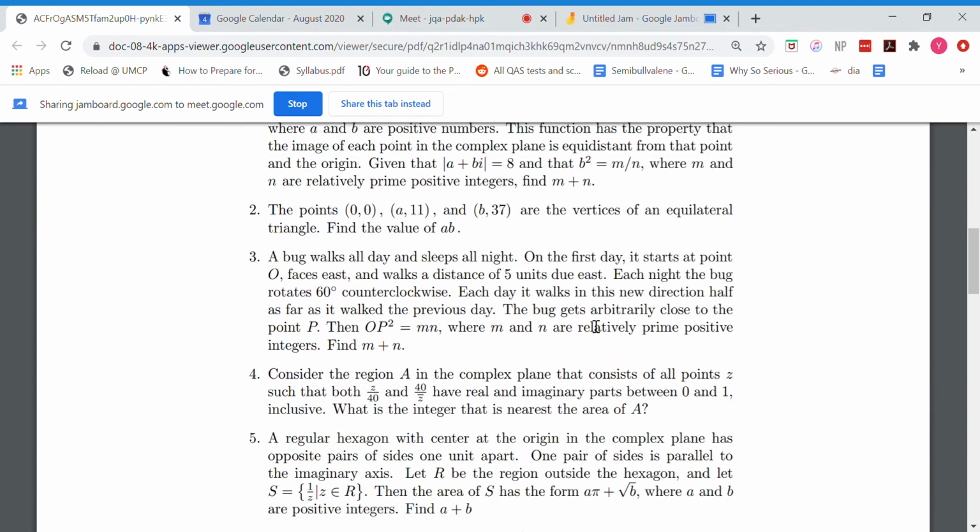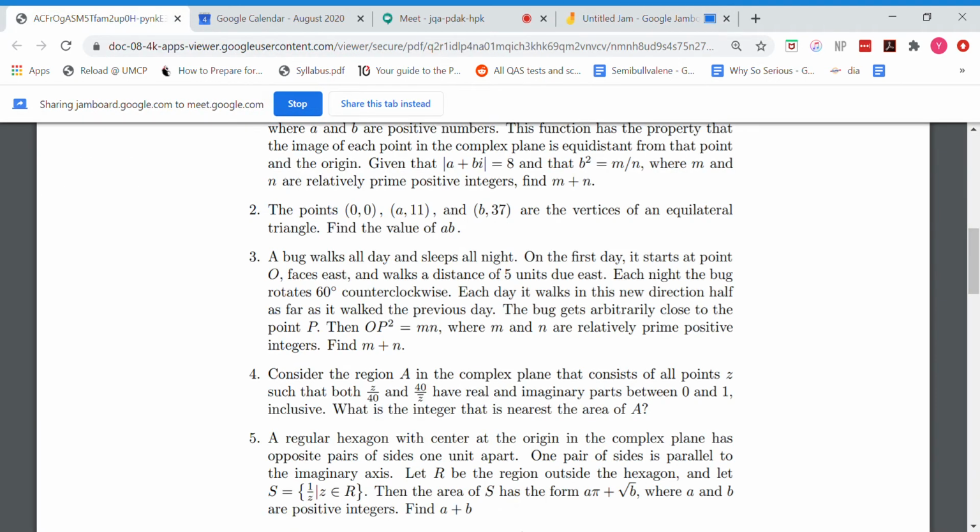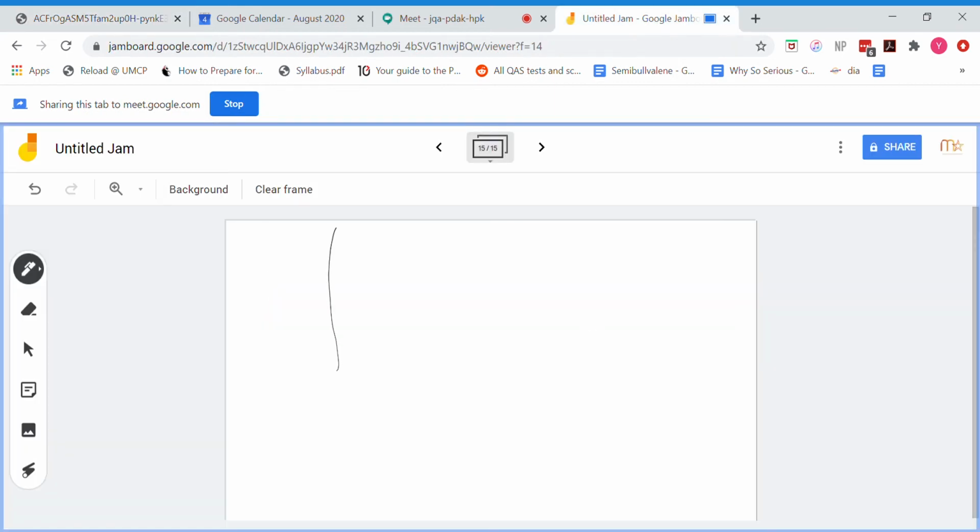So let's look at number 4. Consider the region A in the complex plane that consists of all points Z such that both Z over 40 and 40 over Z have real and imaginary parts between 0 and 1. What is the integer that is nearest the area of A? So if we look at the complex plane, to have real and imaginary parts between 0 and 1, that corresponds to this square right here.